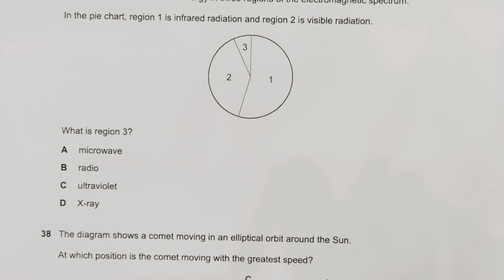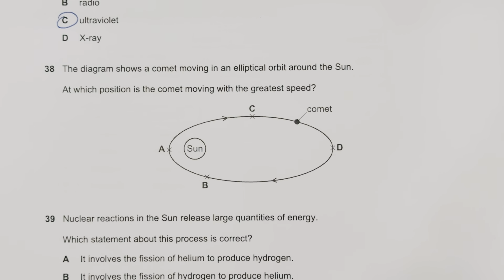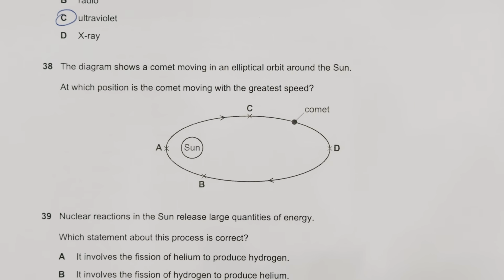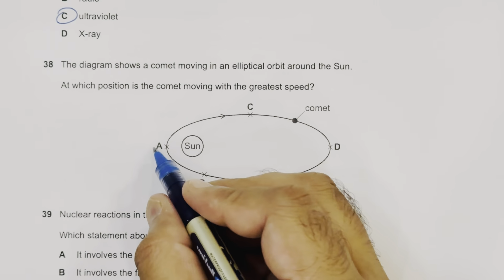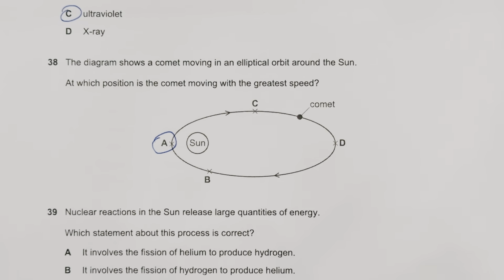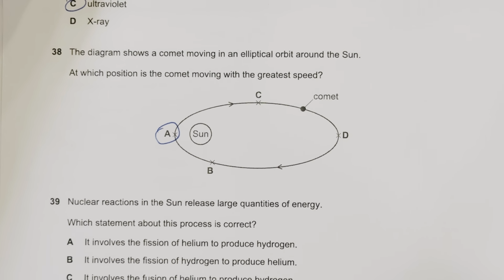Moving to question number 38. The diagram shows a comet moving in an elliptical orbit around the sun. At which position is the comet moving with the greatest speed? We know that it would be A, because at point A its kinetic energy would be maximum, and at D its gravitational potential energy would be maximum. So option number A is the right choice.